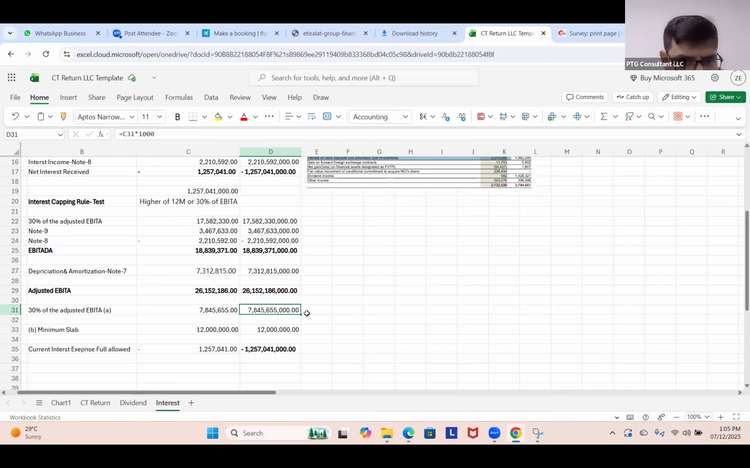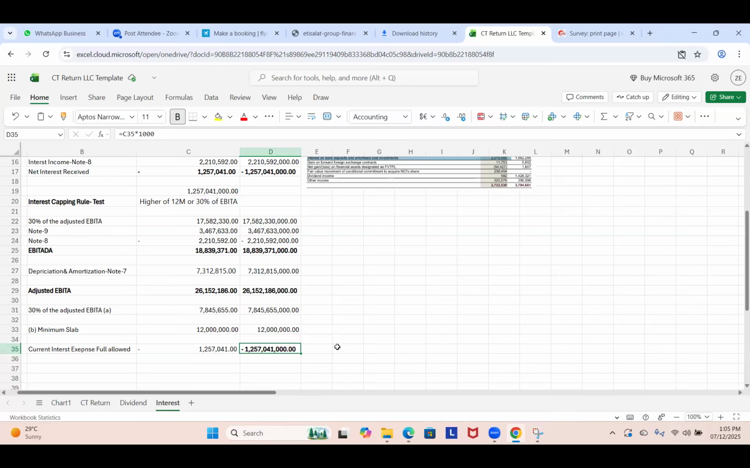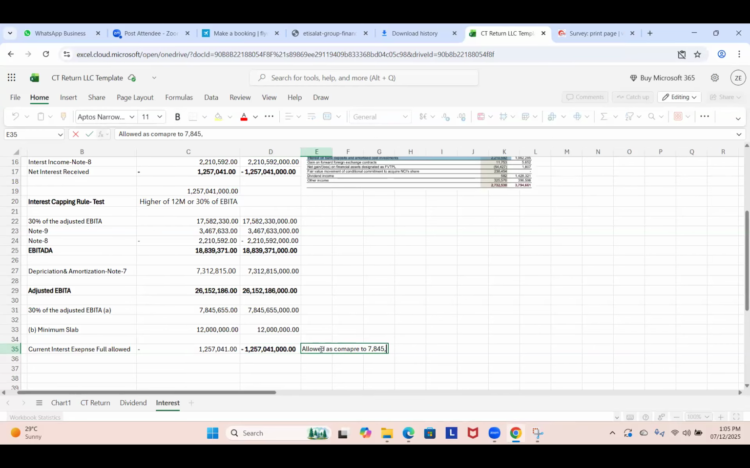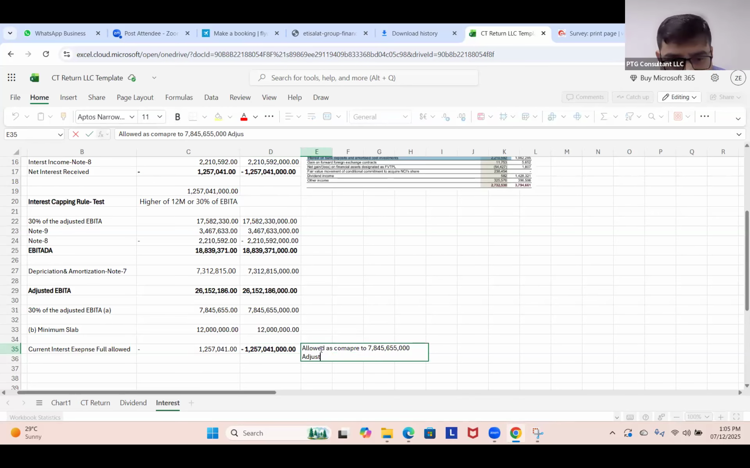Here is correct. So we can take up to 7.8 billion. Ours is only 1.2 billion. So, guys, up to here, I hope we all agree on this calculation and understanding. Okay, let's take the 15-minute break and we will come back and continue from here.